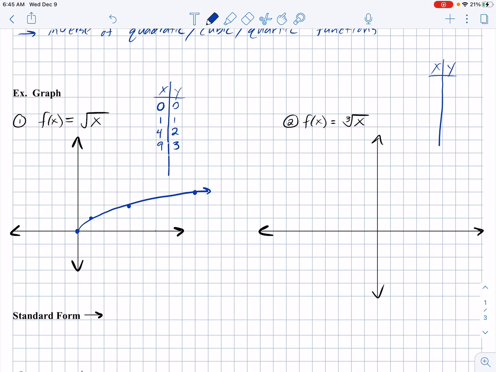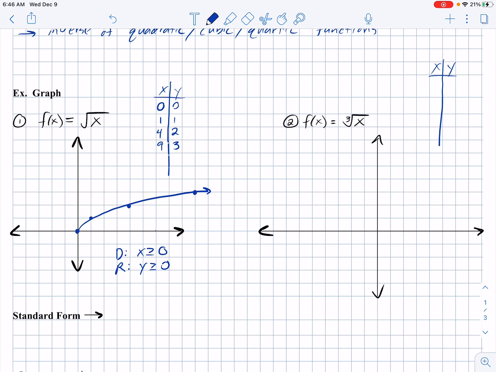Hopefully you see this graph kind of looks like half of a parabola, just without our negative x values because we can't take a square root of a negative. Let's list our domain and range. Domain is all real numbers that are greater than or equal to 0. And our range happens to be the same thing. All of our y's that are greater than or equal to 0.